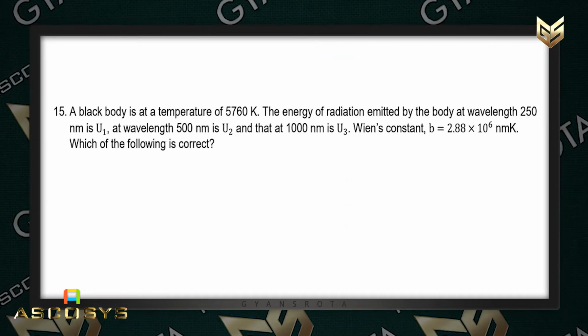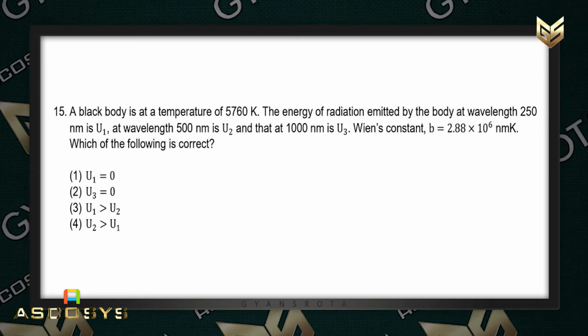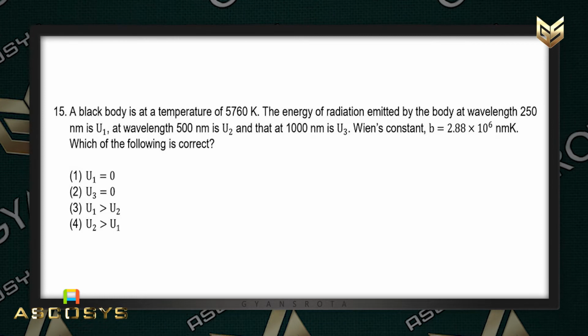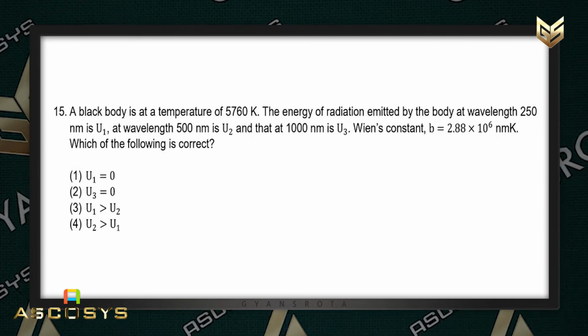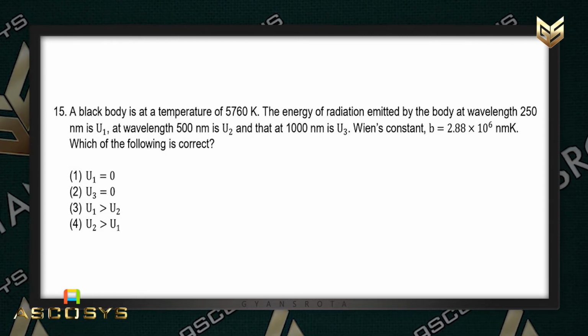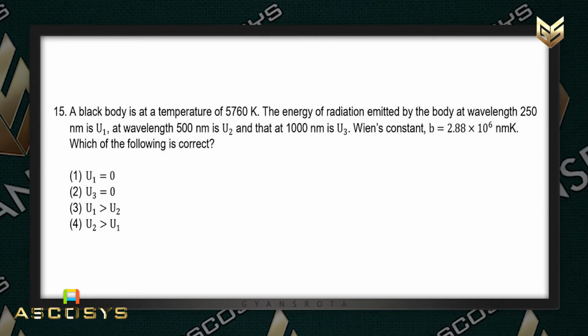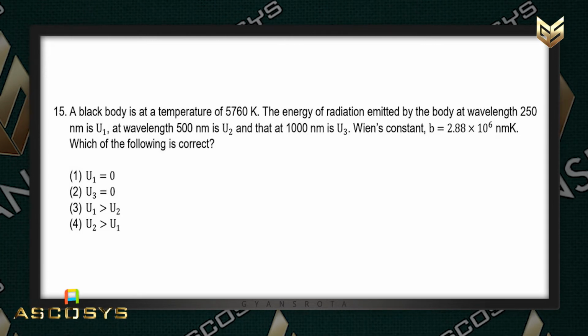A black body is at temperature 5760 Kelvin. The energy of radiation emitted by the black body at wavelength 250 nanometer is U1, at wavelength 500 nanometer is U2, and that of 100 nanometer is U3. Wien's constant is given to be B equals 2.88 into 10 to the power 6 nanometer Kelvin. Which of the following is correct?